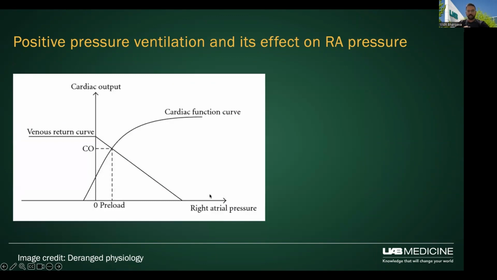Another way of looking at that is this curve, which compares right atrial pressure to your cardiac output and to your venous return. Here we can see that as the right atrial pressure decreases, the venous return and subsequently your cardiac output goes up. The converse of that is, as your right atrial pressure goes up, your venous return starts to come down.